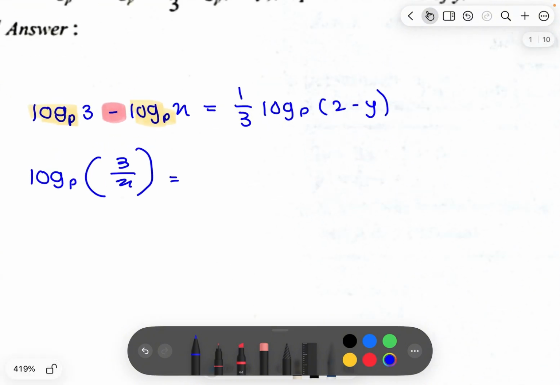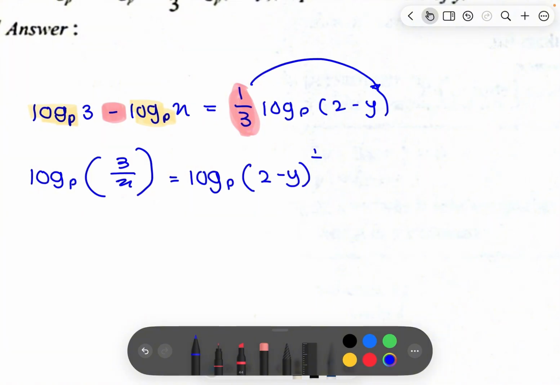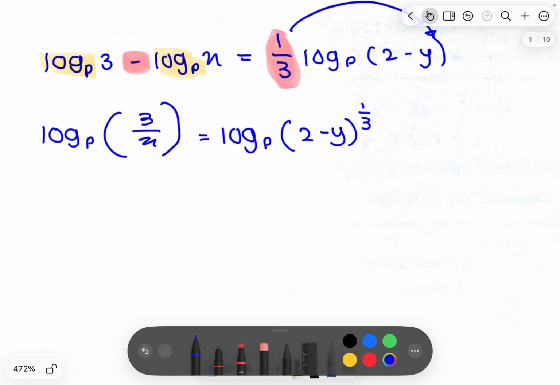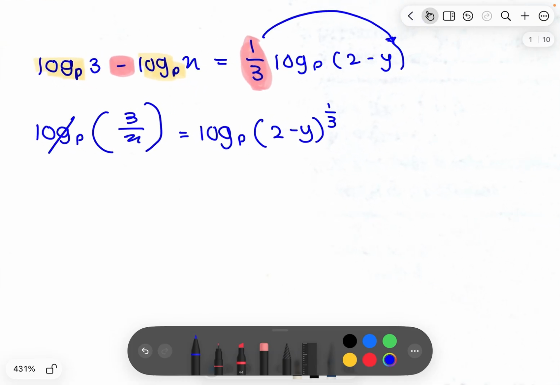So if it's minus, it would be a fraction, you divide, and if it's plus, you would times it. Then this one, this is power, right? So you bring it over here, so it becomes log P, 2 minus y power 1 over 3. So now you can already cancel log P, then you get 3 over x, which is equal to 2 minus y power of 1 over 3.